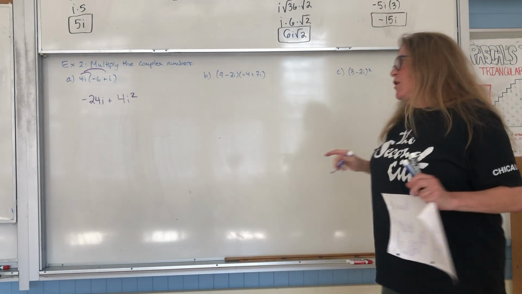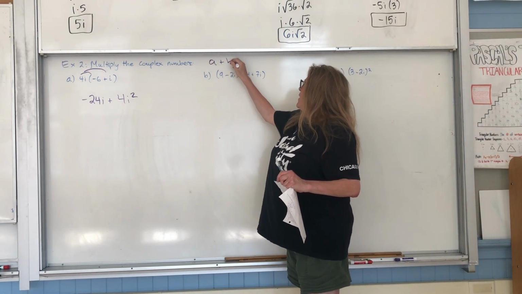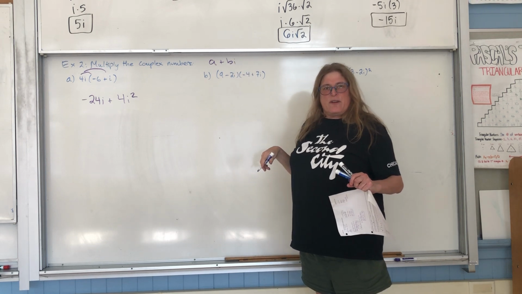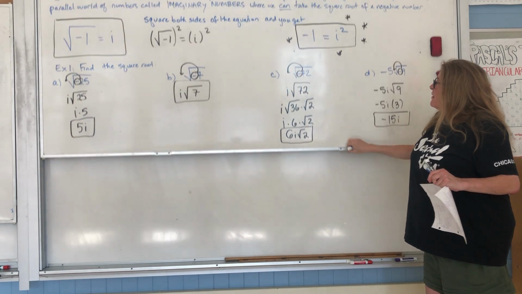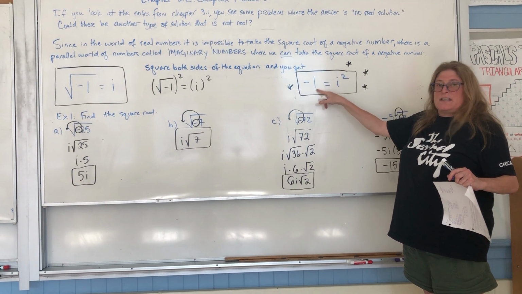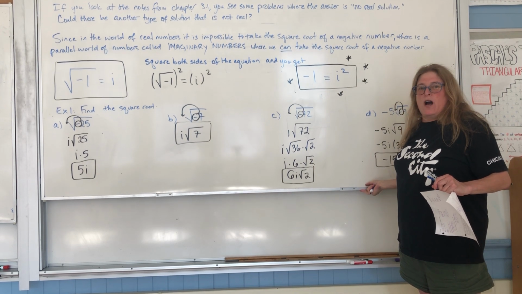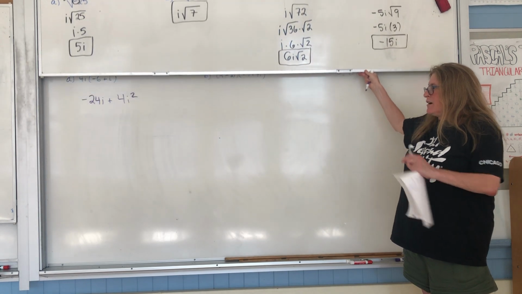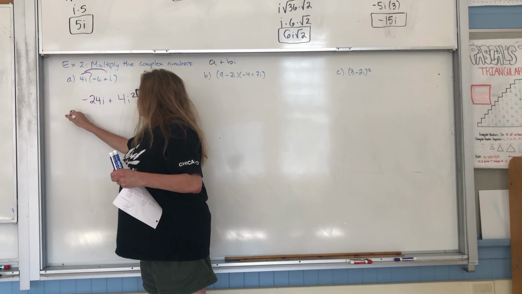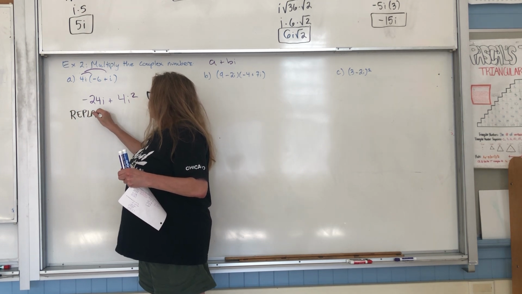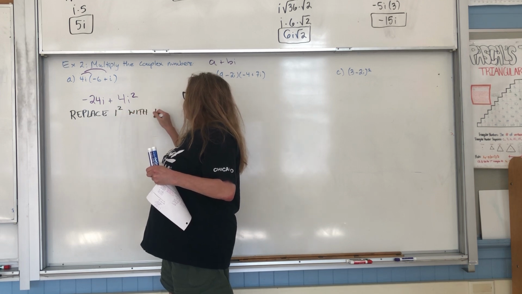Okay guys, here's the big moment. A plus bi, that doesn't have an i squared. What am I going to do with that? Well, if you guys remember, I have this equivalency here. We know that i squared is equal to negative 1. So watch what I'm going to do here. I am going to replace i squared with negative 1.